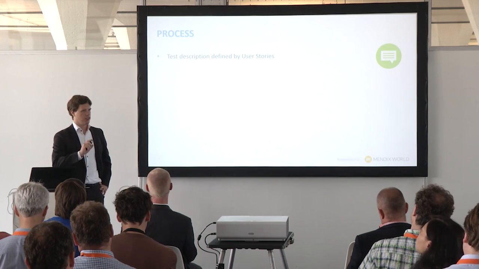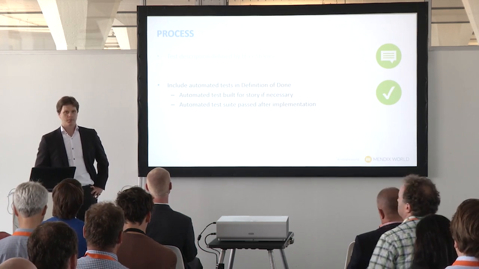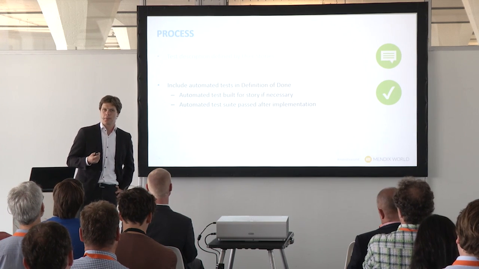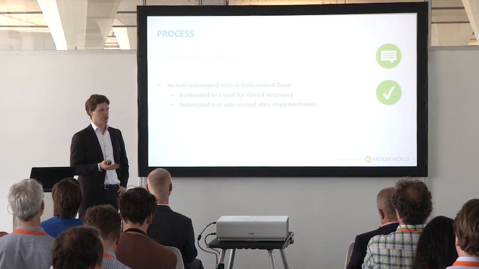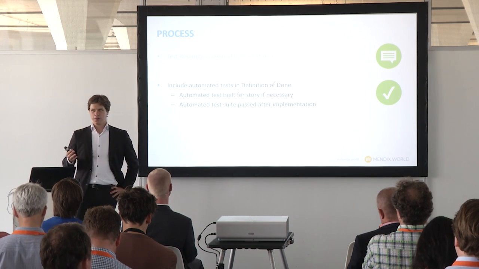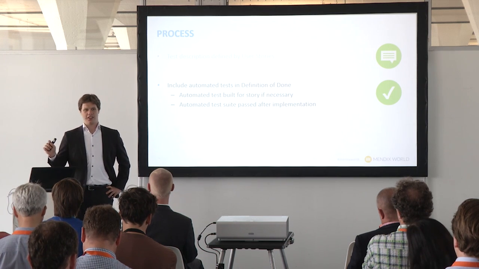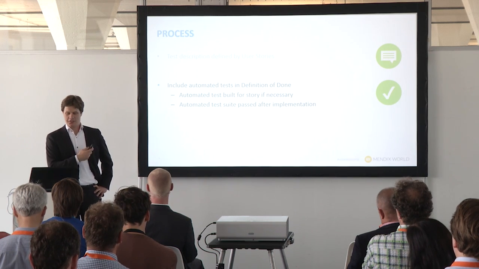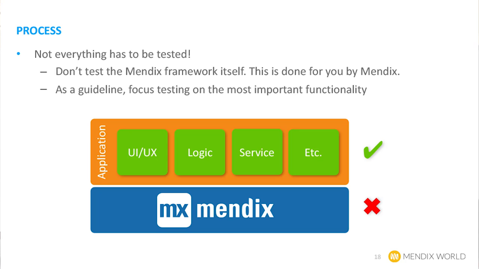To make sure this is actually done, you should include it in the definition of done. The definition of done, which you have agreed upon with your project team, basically tells you when the user story has been implemented. Just add a line to your definition of done saying, there must be a test case, or there must be an explanation why there is no test case. Because as I said before, and as I will say on the next slide, not everything has to be tested.